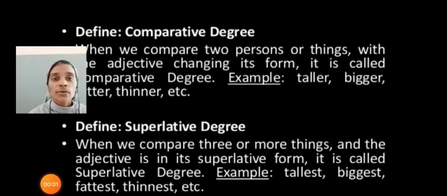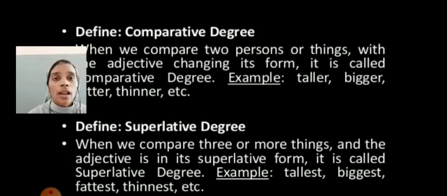One thing you have to remember: with the short adjectives we use ER in comparative degree and EST in superlative degree. We add ER and EST to the adjectives. For example, bigger, biggest, smaller, smallest.